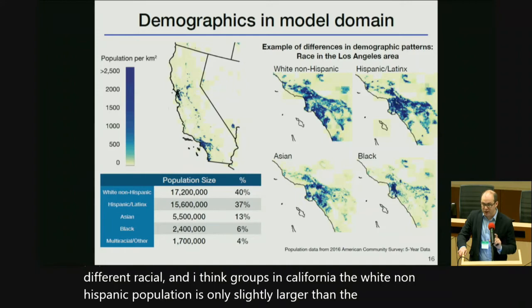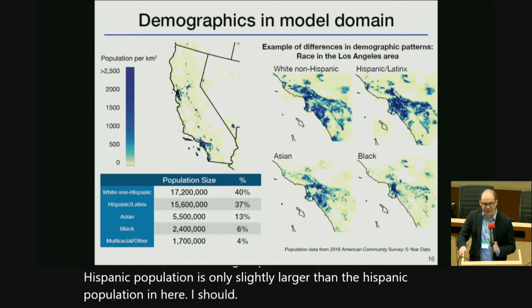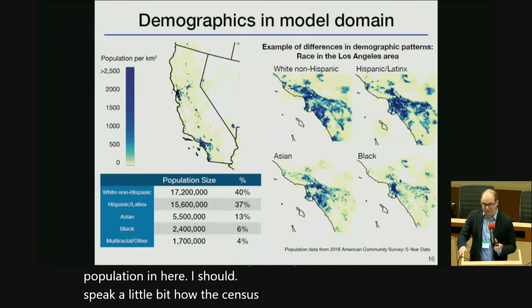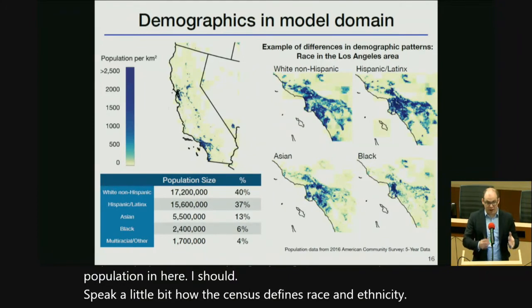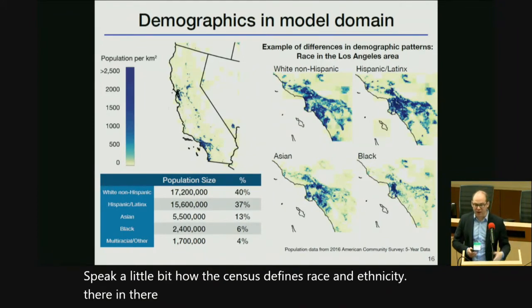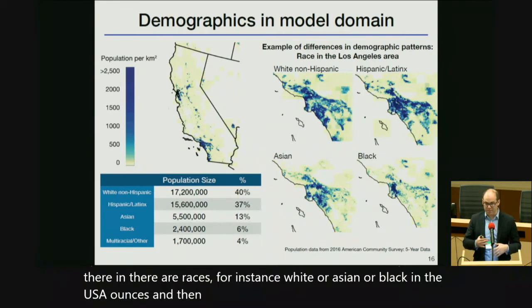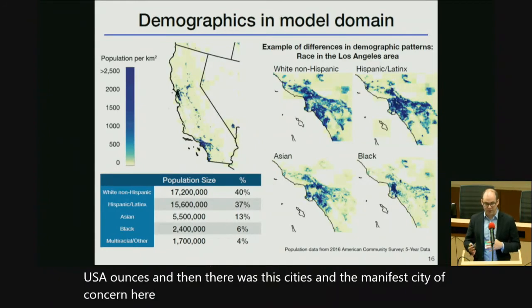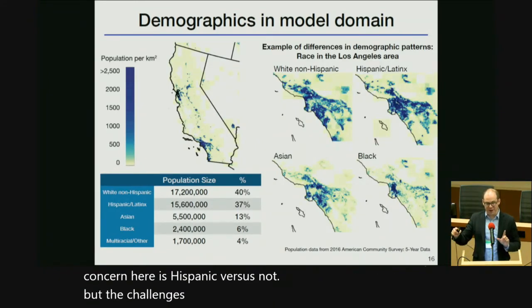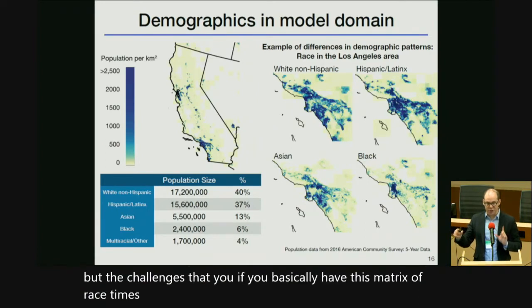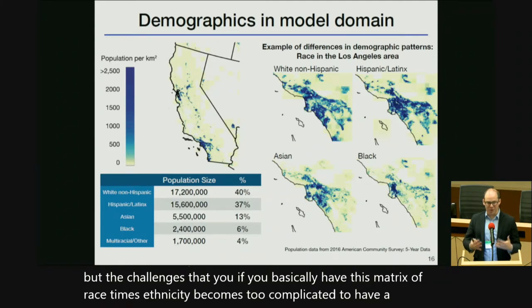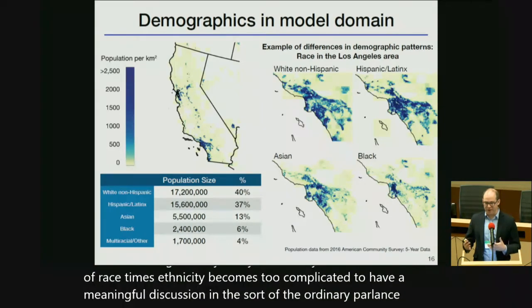And here I should speak a little bit about how the census defines race and ethnicity. There are races, for instance, white or Asian or Black in the US Census, and then there are ethnicities, and the main ethnicity of concern here is Hispanic versus not. But the challenge is that if you have this matrix of race times ethnicity, it becomes too complicated to have a meaningful discussion in the ordinary parlance of how we talk about race in society.